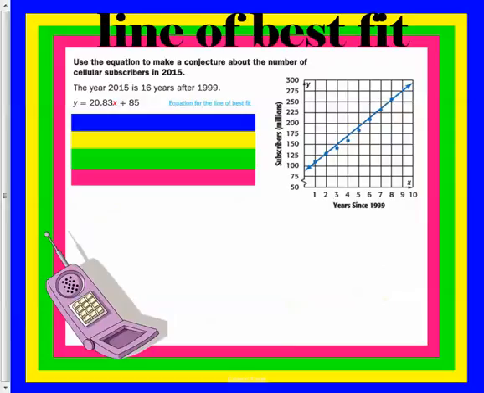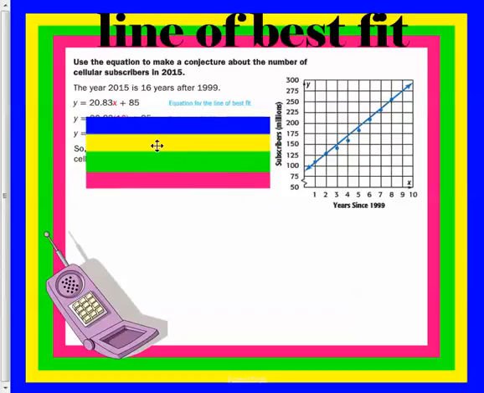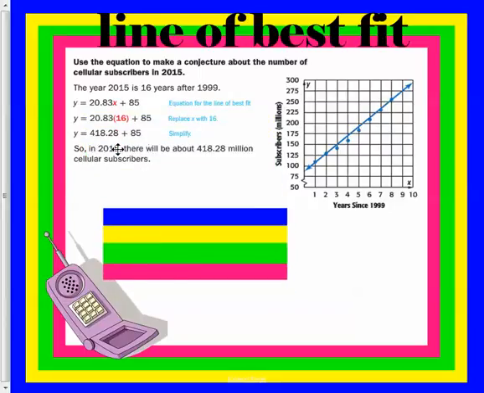All right, why don't you try this one? Use the equation to make a conjecture about the number of cellular subscribers in 2015. Okay, the year 2015 is 16 years after 99, so we've got to extend this line way far out. If you didn't want to use the line of best fit, you could use this equation. You could plug 16 in and figure out what your Y would be. So when X is 16, the years since 99, your Y would be 418.28 million cellular subscribers.